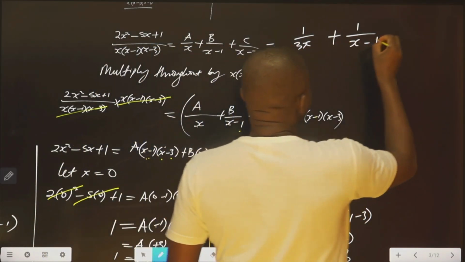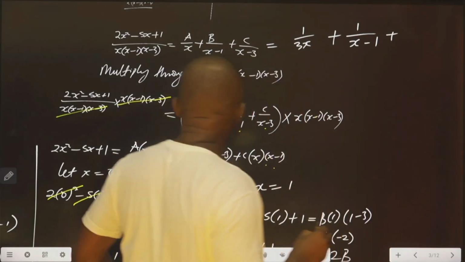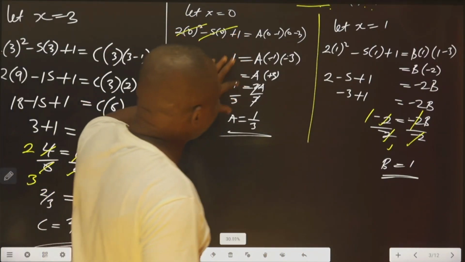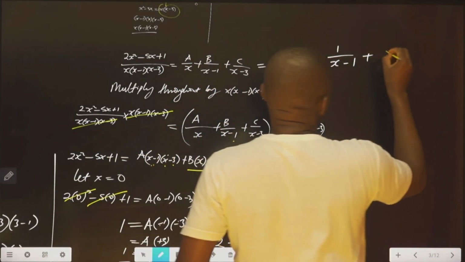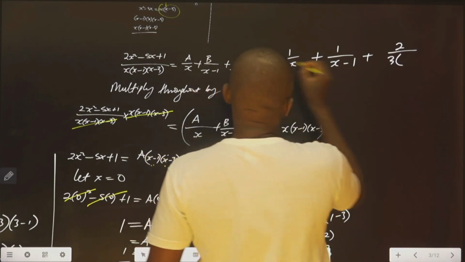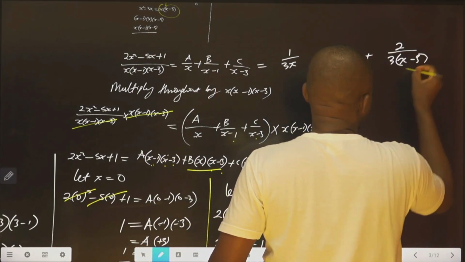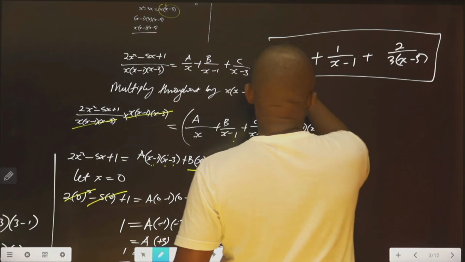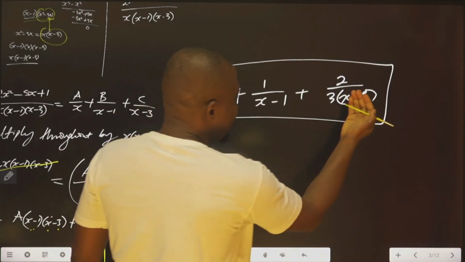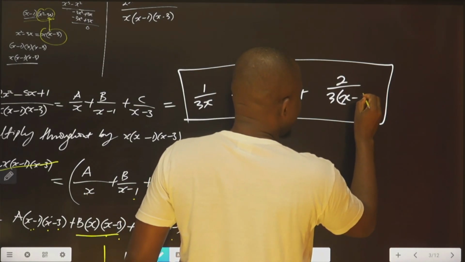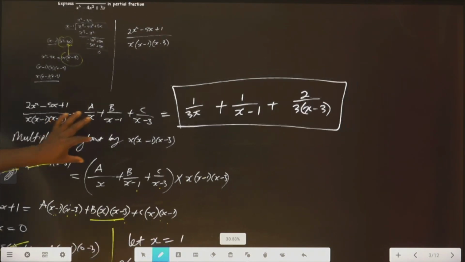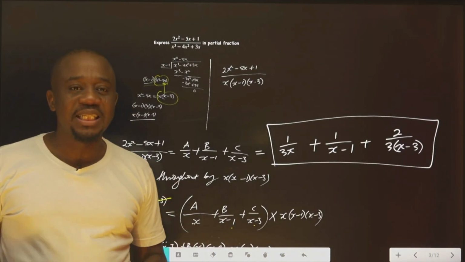Okay? Then for c, what is c? c is what? 2 over 3. So we come here to say, in place of c here, we put 2 over 3. Then we put these remaining ones, s minus 3. So this is the final answer. I don't know if you can see clearly. Okay? Hope this is understood. Thank you for viewing.